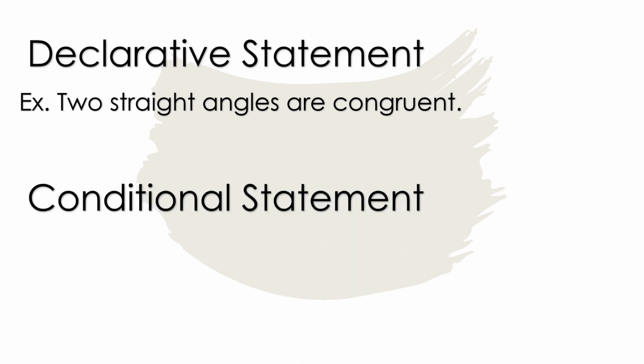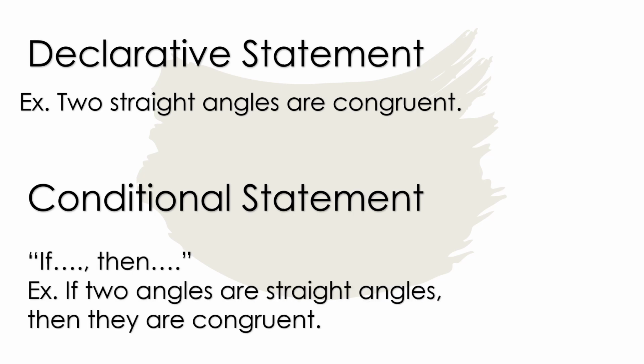All right, a conditional statement uses if something, something, something, then something, something, something. So our example, I've taken our declarative statement and turned it into a conditional statement. If two angles are straight angles, then they are congruent.